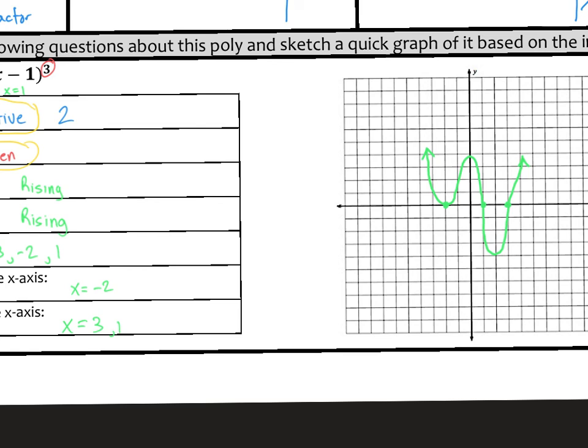We do not know exactly where those minimums and maximums occur during this class. Okay? That's a calculus skill. That's why the directions are just simply to sketch a quick graph.